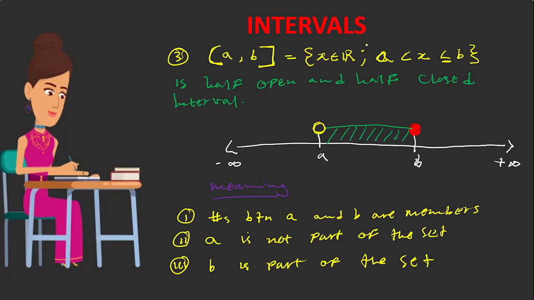Then why is A not part of the set? Because the bracket used there is an open bracket. Why is B part of the set? Because the bracket written there is a closed bracket. Is that clear? Yes, sir. Thank you very much.